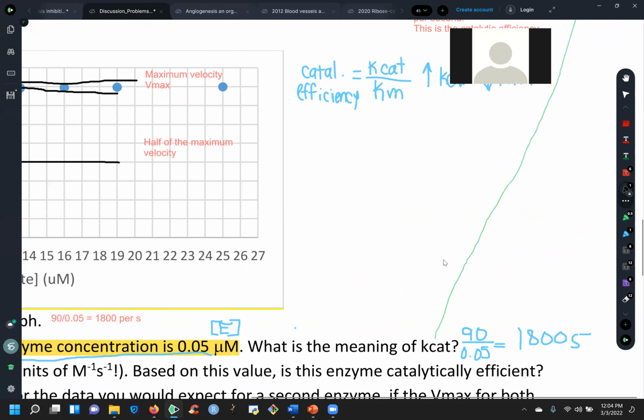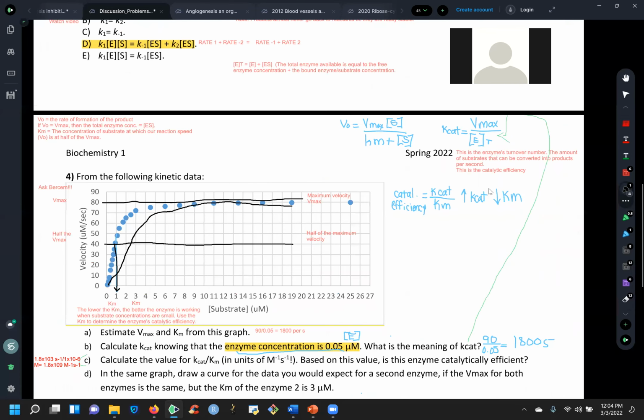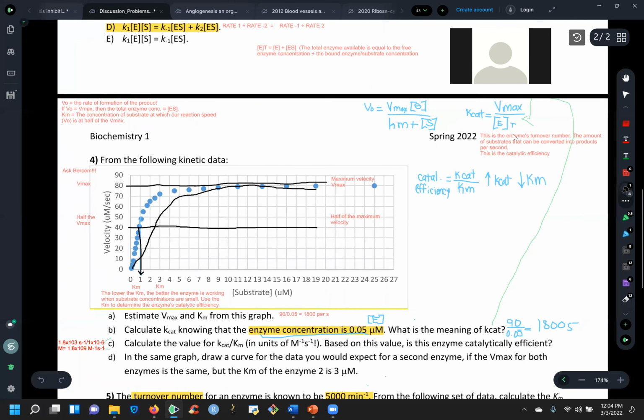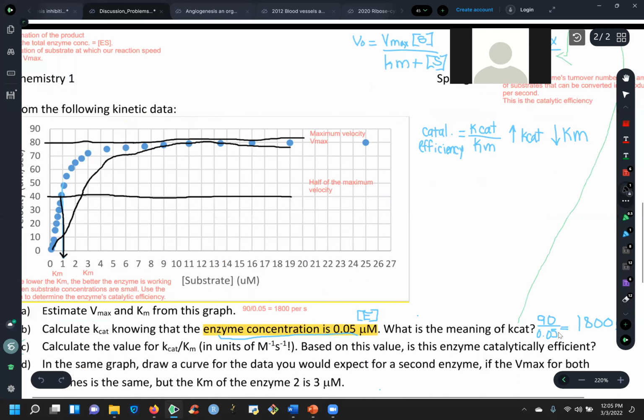So let's go find the formula that we've got to use. They gave us the enzyme concentration, and they want the Kcat. So all we need is Vmax. So you just have to put in the Vmax. You see how it helps when you know your formulas? Because it's really easy to know what to plug in. So for them, they said 90. So it would be 90 divided by the total enzyme concentration, which they said was 0.05. So it's just 90 divided by 0.05, and it equals 1800 per second.